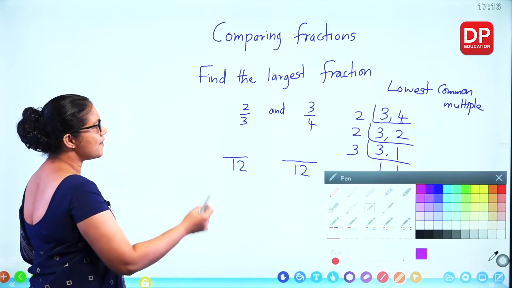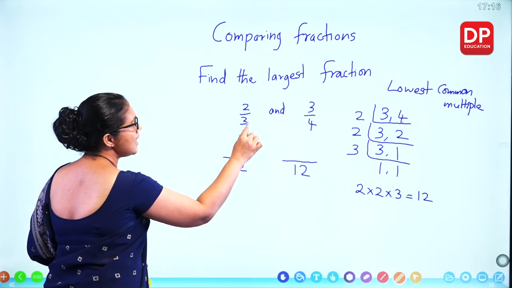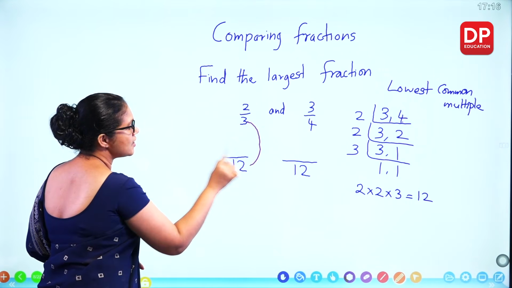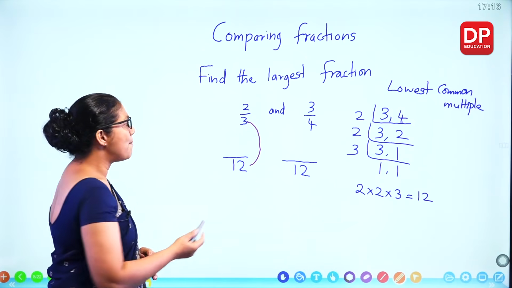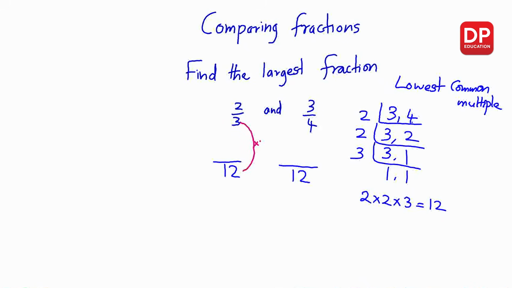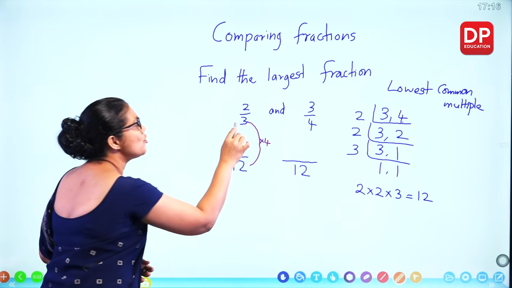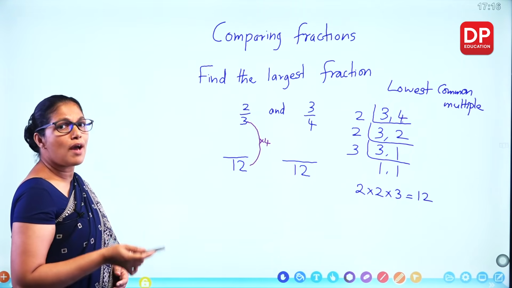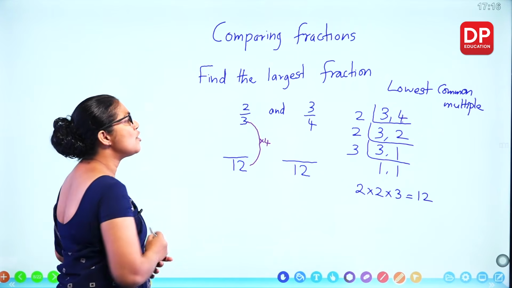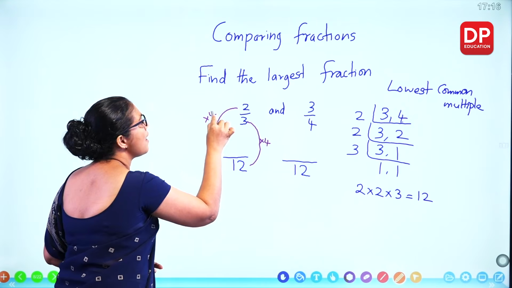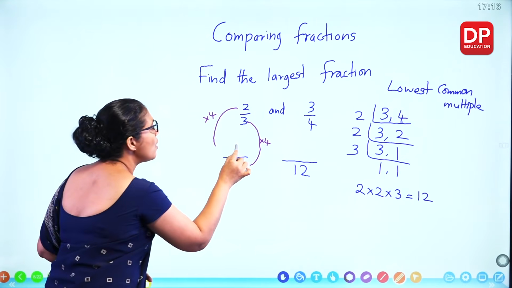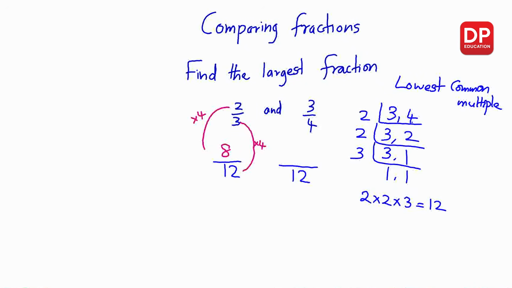How can we convert? Now here you can see 3 converted to 12. How do you do that? When you multiply by 4, you get 12. How do you convert to equivalent fractions? If you do something to the denominator, you have to do the same thing to the numerator. So you can multiply this by 4. 2 times 4 is 8. This one, 4 and 12.